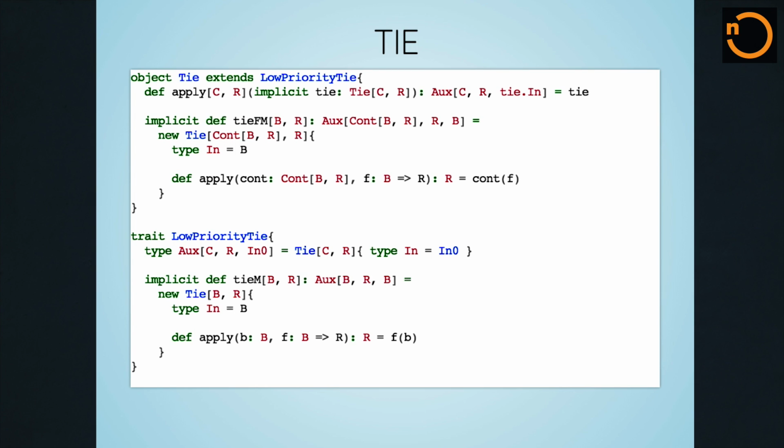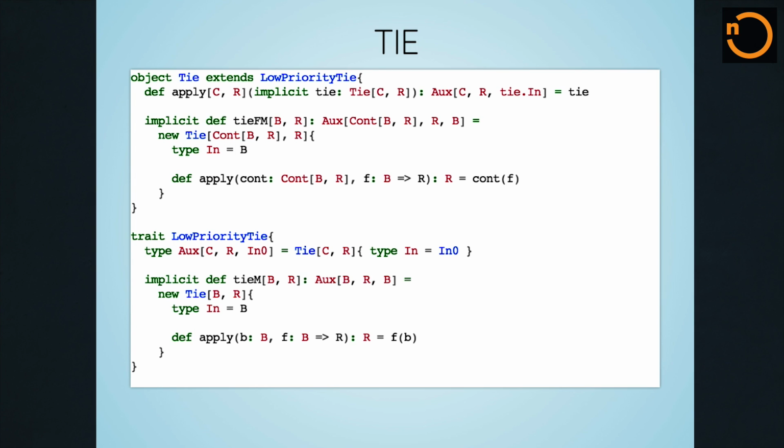This Aux is to help the compiler do type inferencing. I won't get into it, but if you don't have that, it starts losing track of what the types are, the dependent types. It'll compile and say, okay, these are the right types, but then you go to use them and it has no idea what type it is.